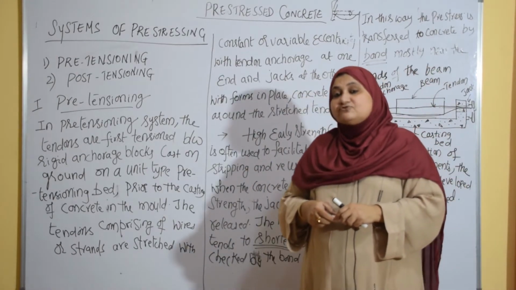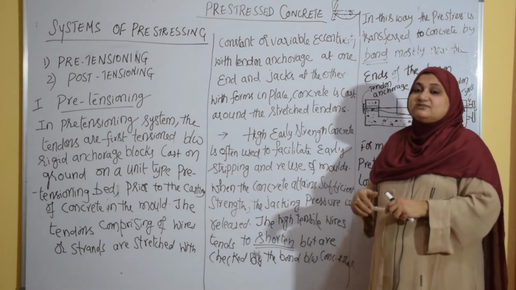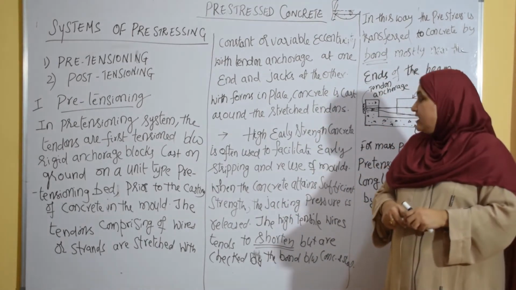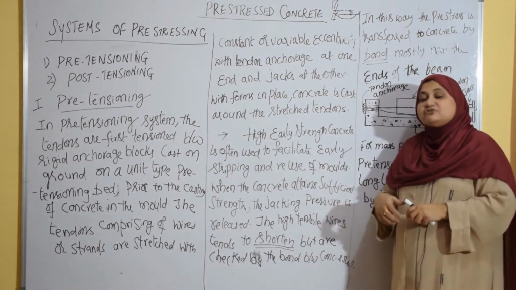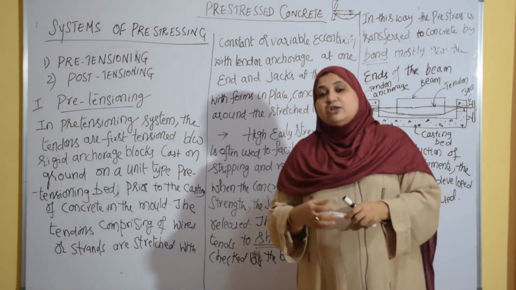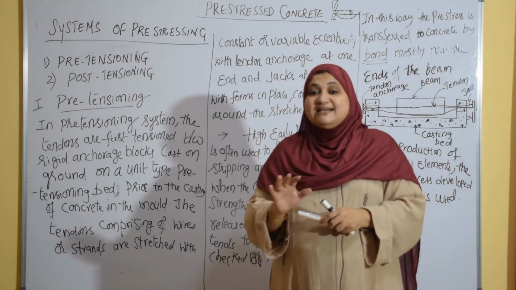High early strength concrete. Most often we use high strength concrete in the manufacturing of pre-stressed members. High early strength concrete is often used to facilitate early stripping, right? Because production should be continuous, we cannot use ordinary concrete. First of all, if it's pre-stressed concrete, we are going to use high strength concrete.